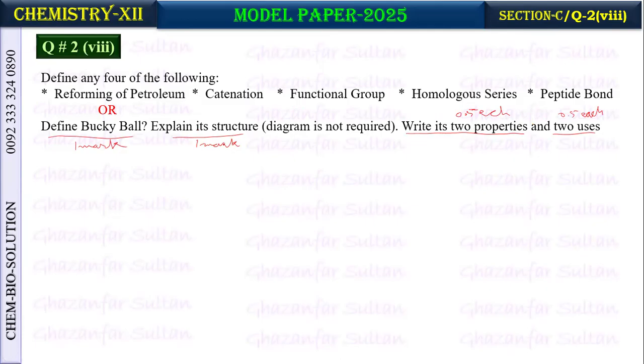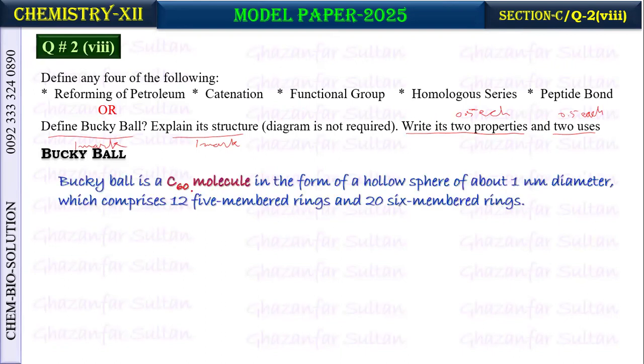I have explained this answer, and with the explanation of this answer, I will suggest you how you can shorten this answer. First, definition. You must cover the definition that buckyball is a C60 molecule in the form of a hollow sphere of about 1 nanometer diameter, which comprises 12 five-membered rings, that is 12 pentagons, and 20 hexagons, means 6-membered rings. So this is the definition.